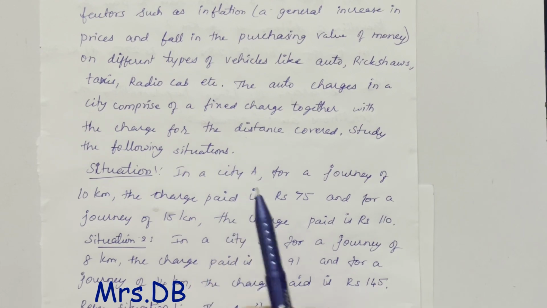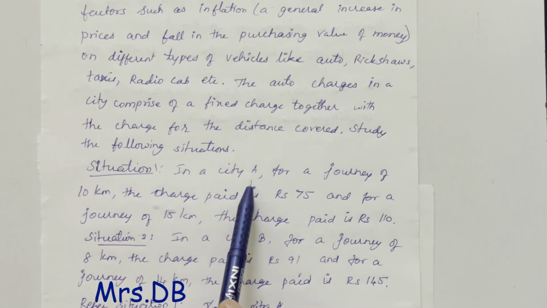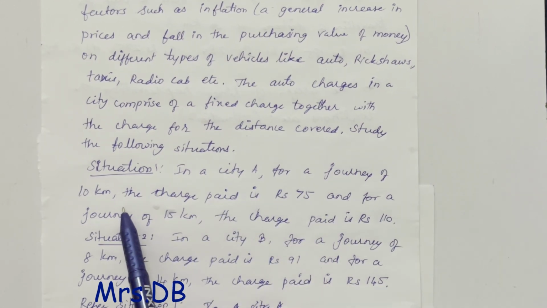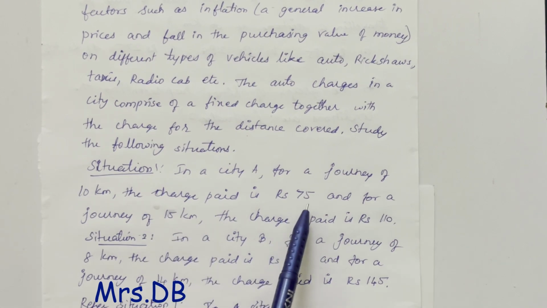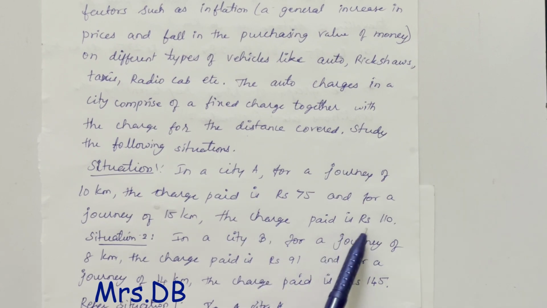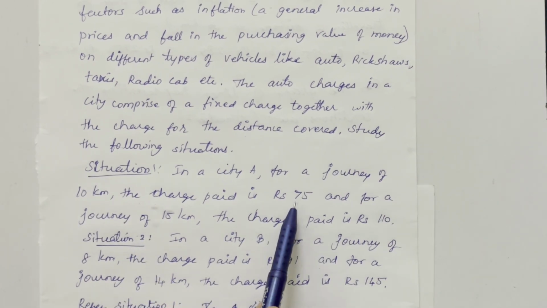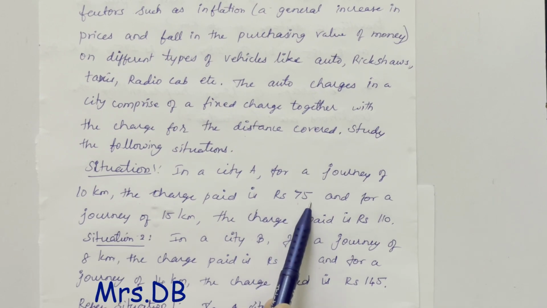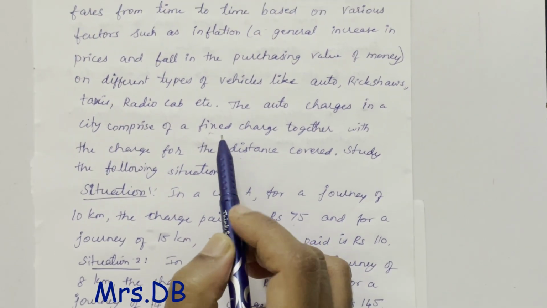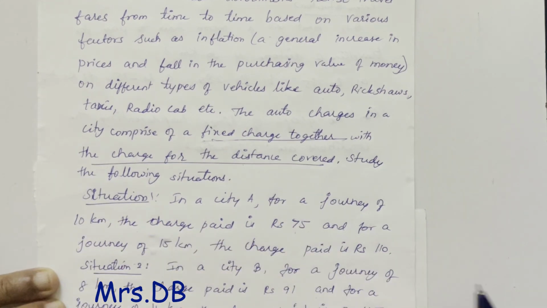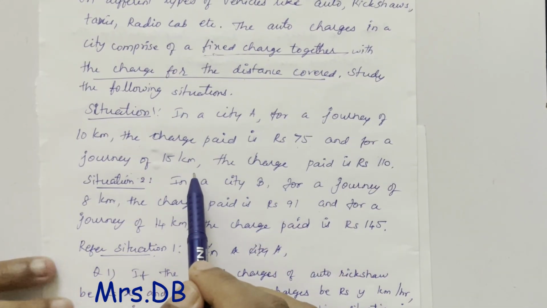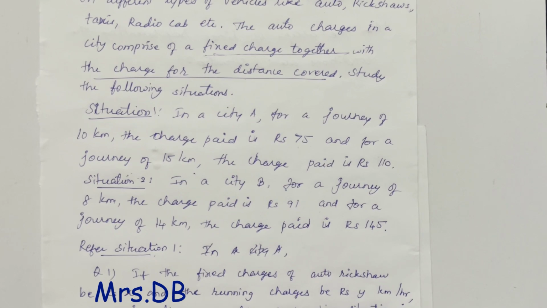Study the following situations. Situation 1. In a city A, for a journey of 10 km, the charge paid is rupees 75, and for a journey of 15 km, the charge paid is rupees 110. So for 10 km, rupees 75. This money comprises the fixed charge together with the charge for the distance covered, and for the journey of 15 km, the charge paid is rupees 110.